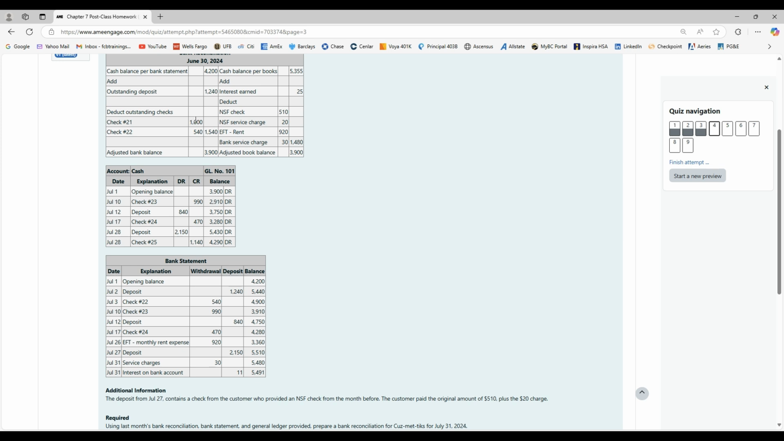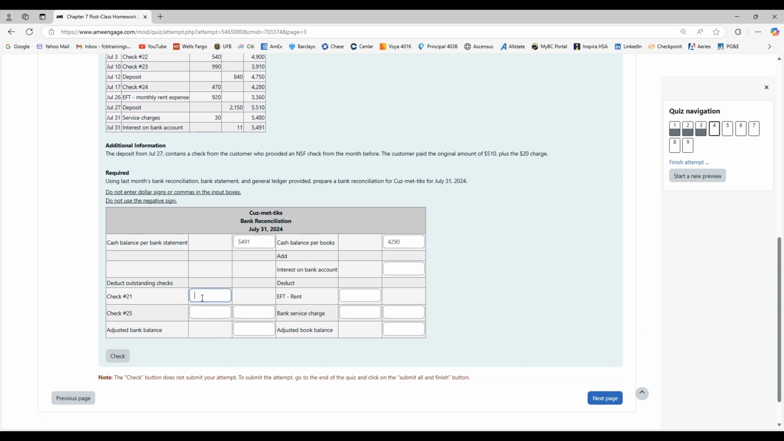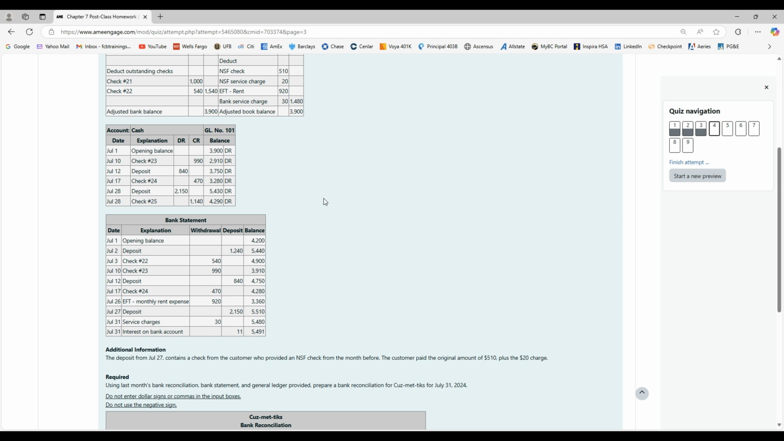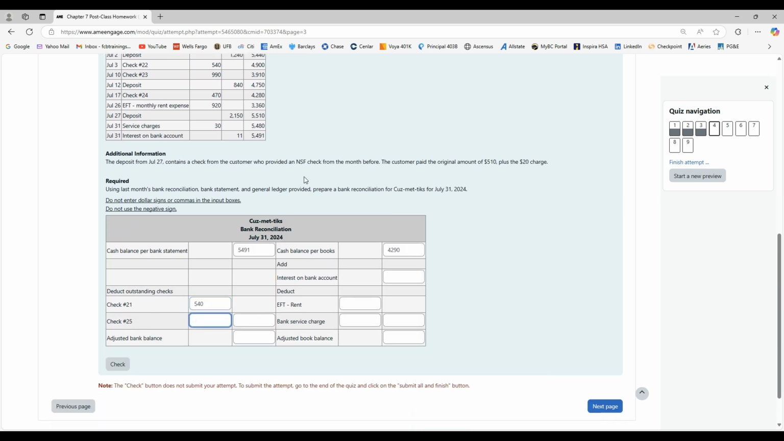Check number 21 looks like it's still outstanding. So that one we'll go through at some point. And let's see. So we're still going to have to account for check number 21. Oh, it does tell. That helps us a little bit there. So check 21 is 540. And again, that was from 2 months ago, but it is still outstanding.